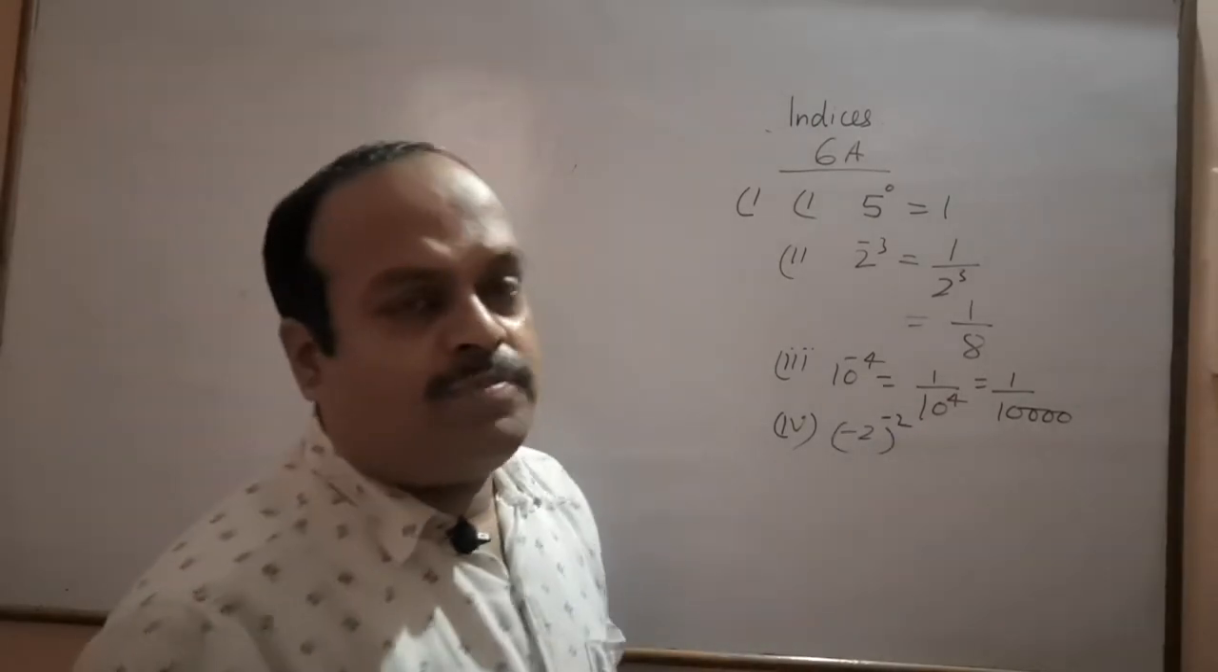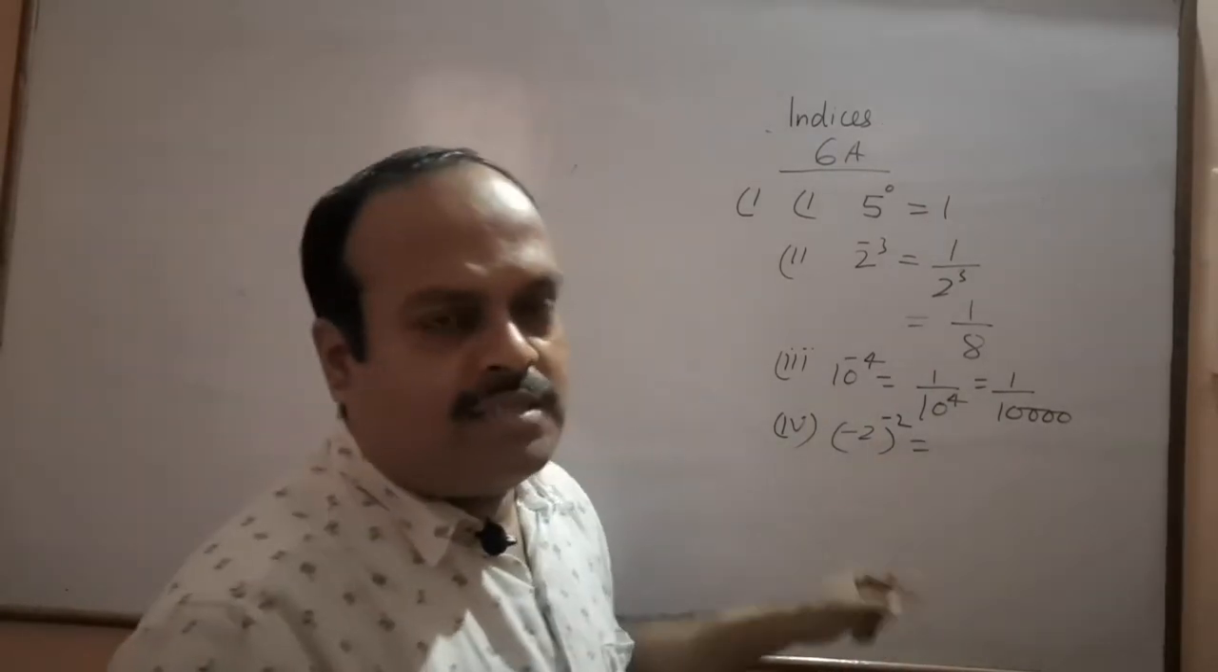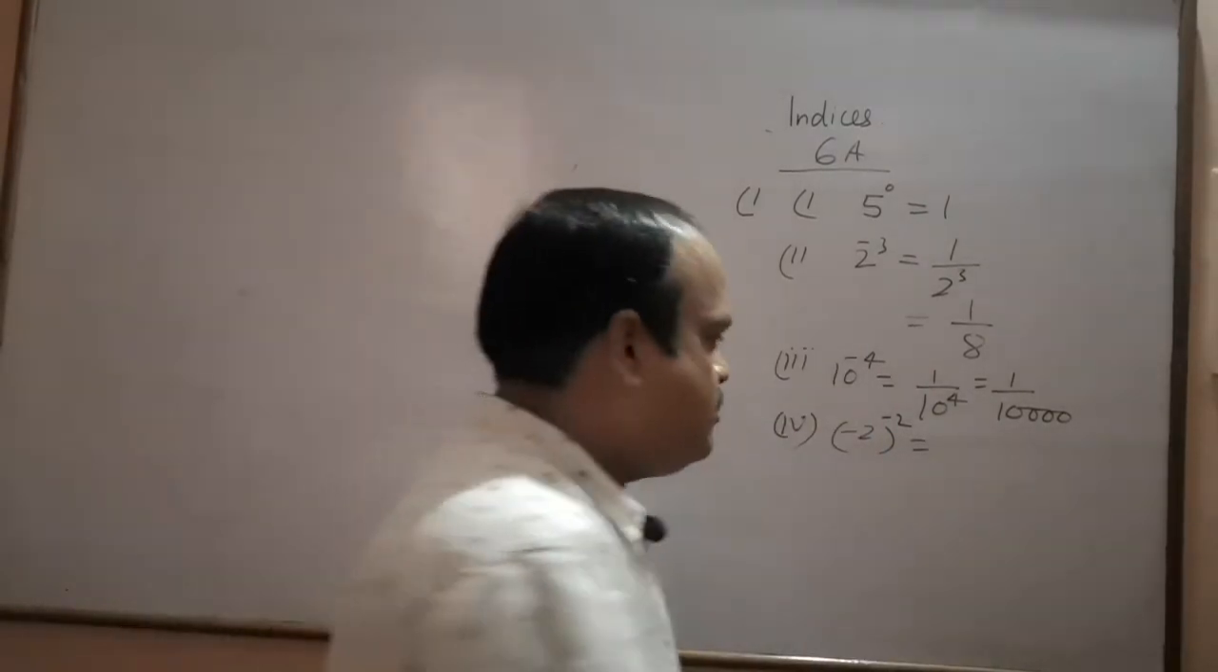So first make the power positive. To make the power positive, write the reciprocal of the base. The reciprocal of the base will be 1 upon minus 2.